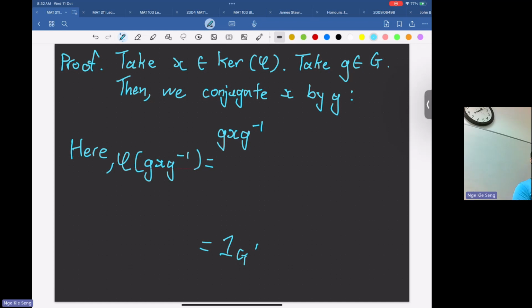Xuemei, Xueyan and Xuemei, right? Okay, Xuemei. What can we do? Phi of a bunch of elements multiplied together. What can we do?